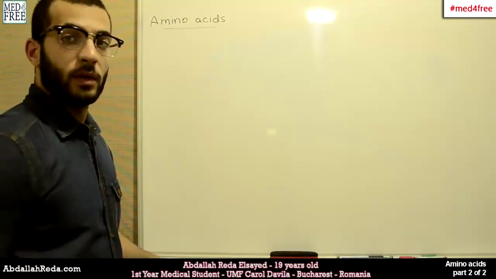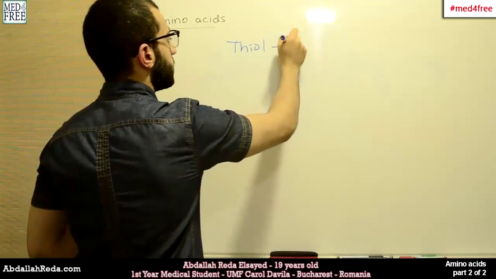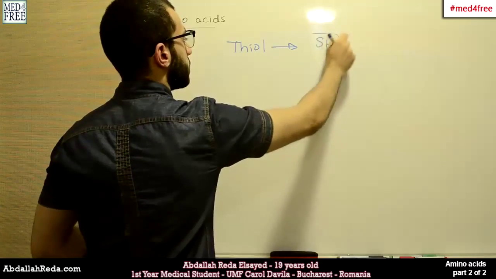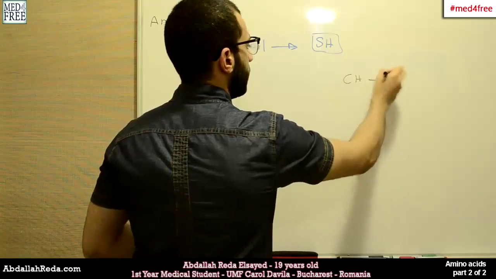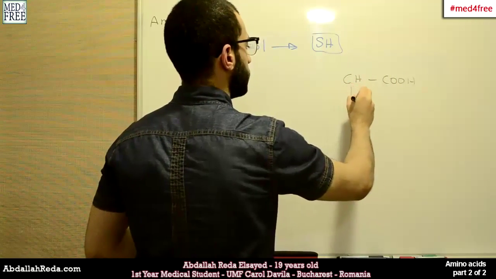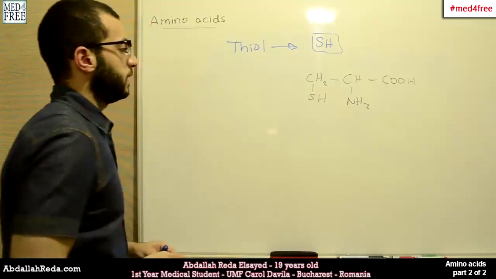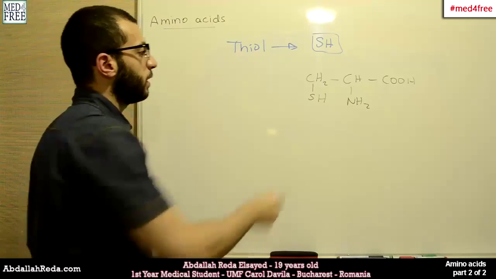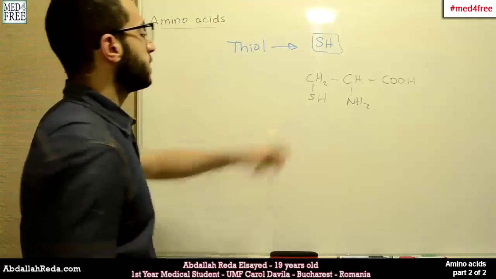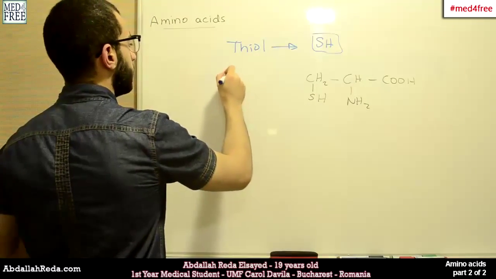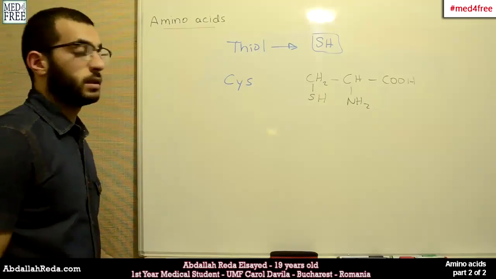Now we have other amino acids with a thiol group. A thiol group is a sulfur with a hydrogen. This is called a thiol group. And it's just like hydroxyl group. We'll put here CHCOOH, NH2, a CH2, and SH. So just like valine again, but we remove one hydrogen from the methyl group and we put the thiol group. This is called cysteine, and it's abbreviated to CYS.